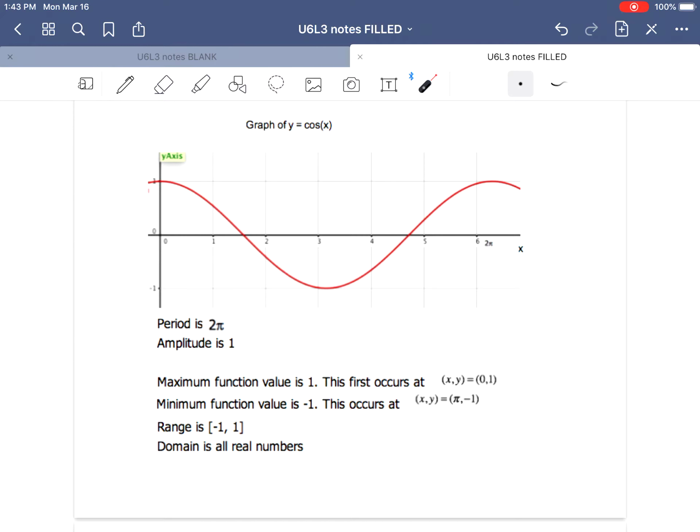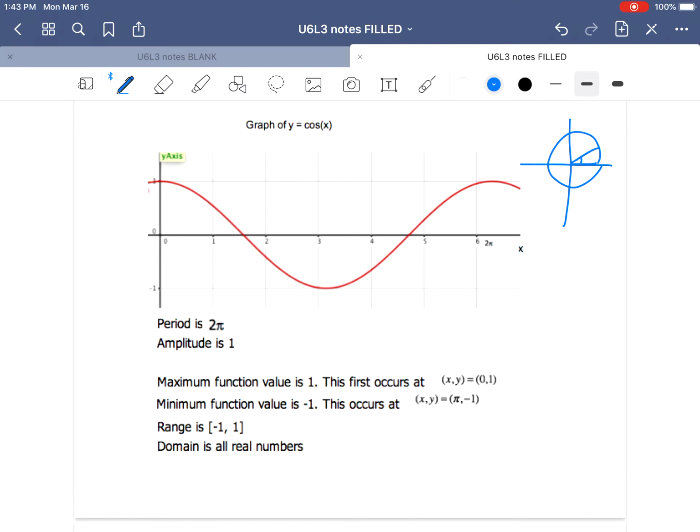Cosine, similar in some of its characteristics, but it's a different looking graph. It has the same period, the same amplitude, the max value is still the same, the min value is still the same, the range is still the same, and the domain is still the same. But the key here is it starts at a different place and its behavior is different at the start too. So if I draw my unit circle again, let's try and draw a triangle here.